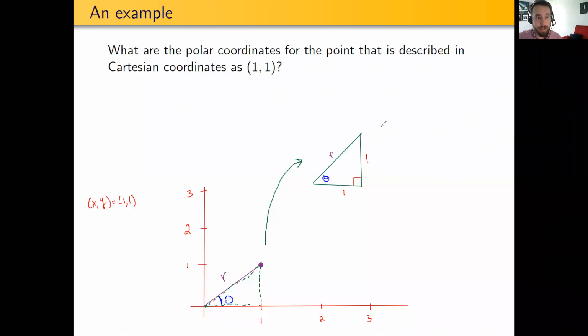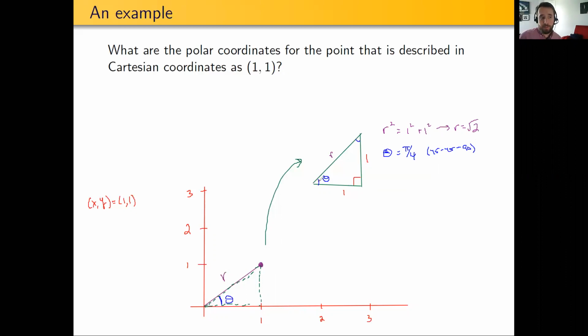And we get the following. To calculate r, we need to use the Pythagorean theorem. So we know r squared is equal to 1 squared plus 1 squared, and so r is equal to the square root of 2. And then for theta, we can look at this picture and identify that theta is equal to a 45 degree angle, or a pi over 4 radian angle, because this is really a 45, 45, 90 triangle. In other words, whatever theta is, this angle up here and this angle down here are the same. So it must be a 45, 45, 90.